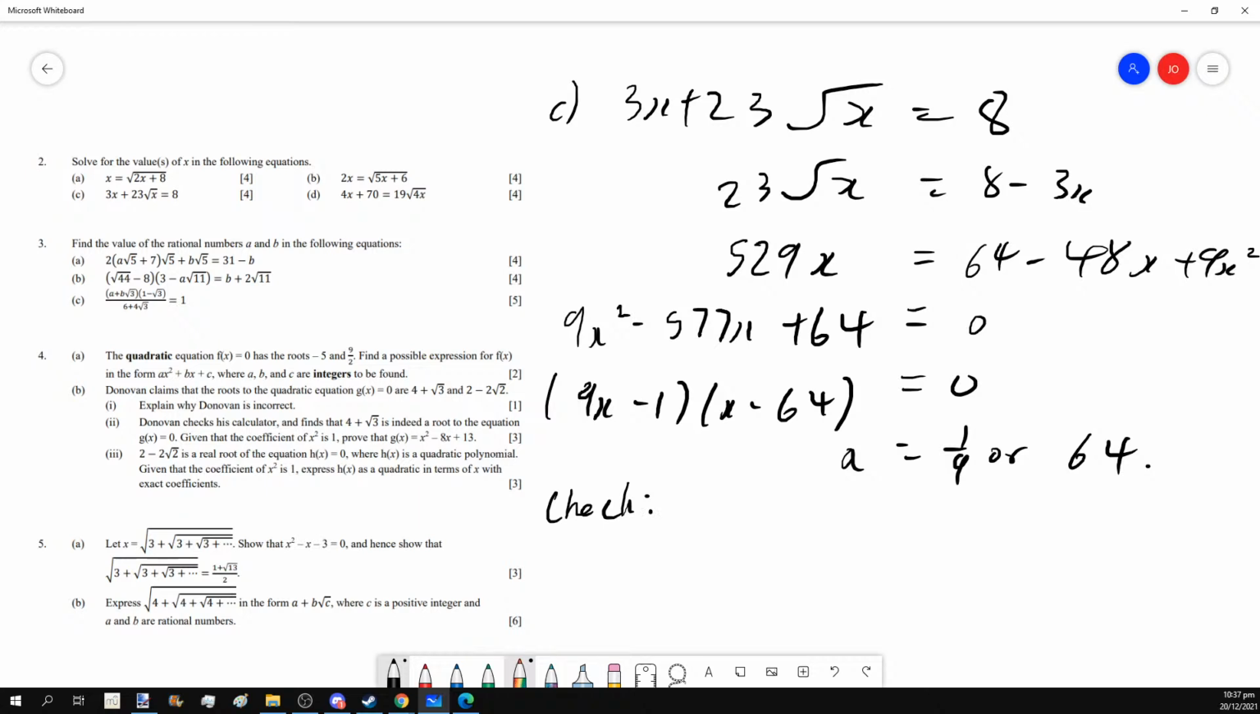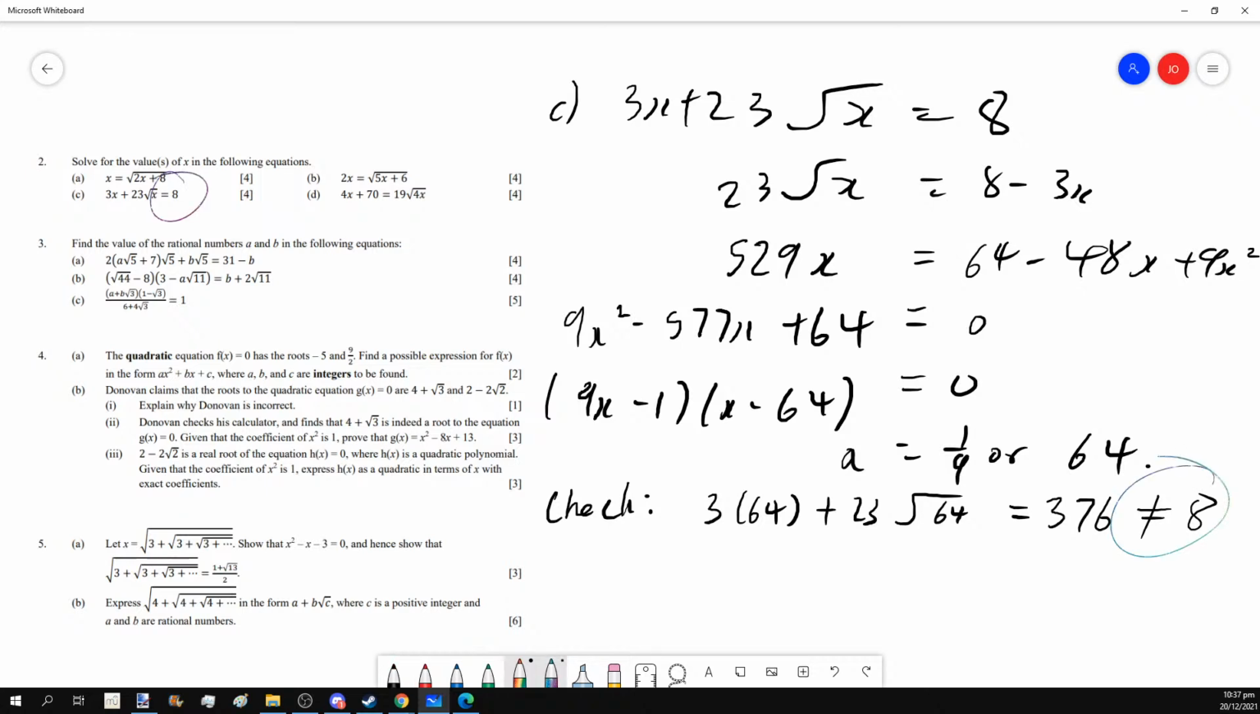In this case, we observe that 3 times 64 plus 23 root 64 is actually going to be way too big. It's going to be 376, which is obviously not equal to 8, right? This is a problem because the original math problem on the left is equal to 8. And therefore, we will say that x equals to 1 over 9 only. We will reject the fake news answer.